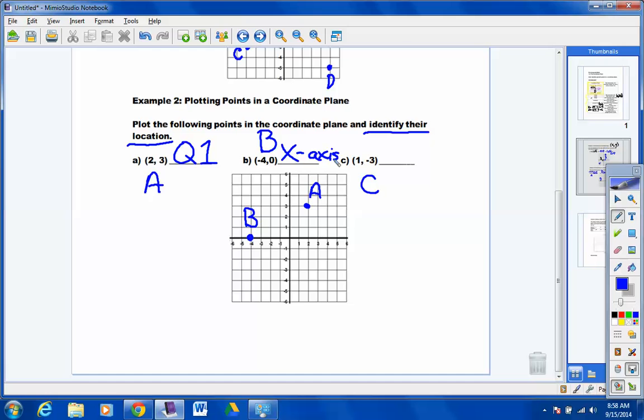How do I get there? Right or left, first of all, gang? Right. How many units? 1. And then down 3. Okay, so this would be my point C. So I think we've got a really good handle on this. Right 1, down 3, and talk to me about my location there. Quadrant 4. You bet, gang. Excellent work.